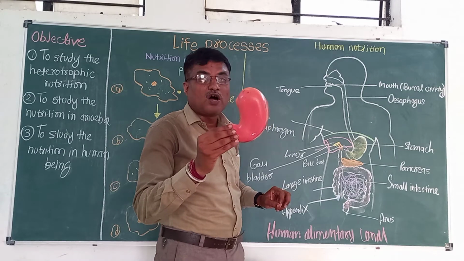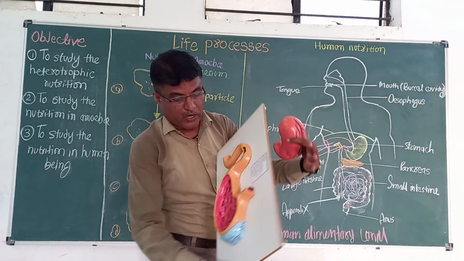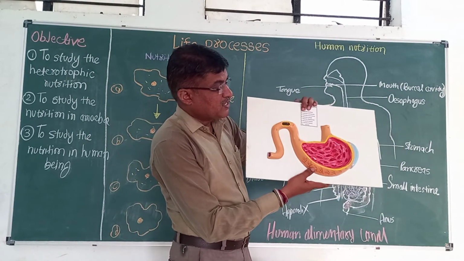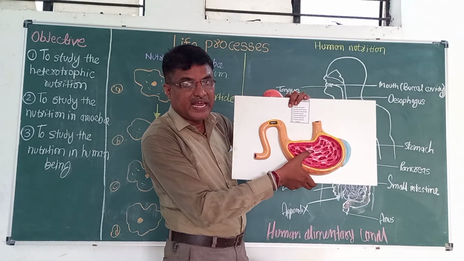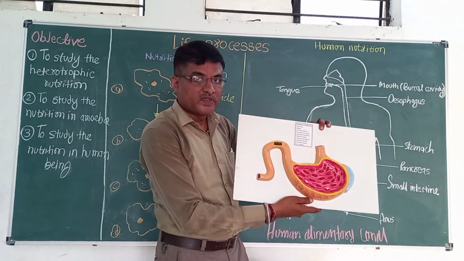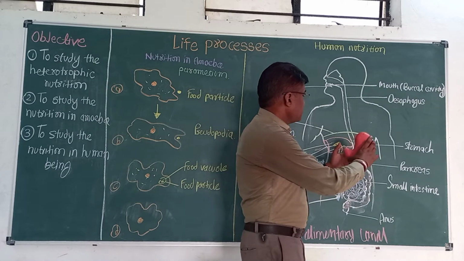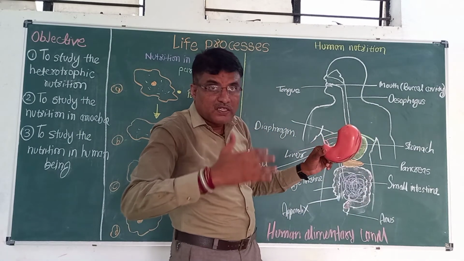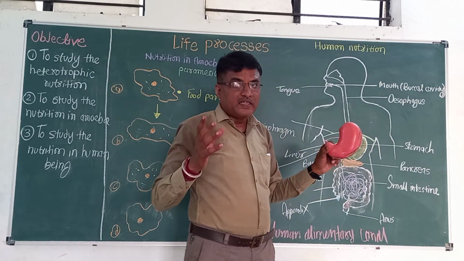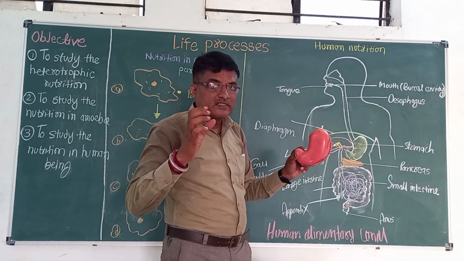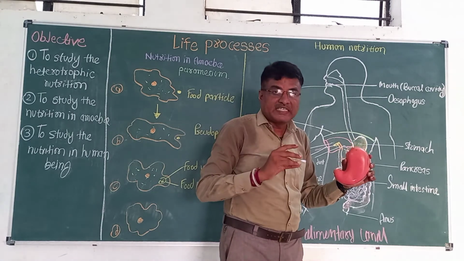This is the muscular organ called the stomach. Microscopically you can see the stomach in this model, different parts of the stomach. The inner wall of the stomach contains gastric glands. This is the inside picture of the stomach, and this is the outside. When the food comes in, the stomach expands, and the inner wall has gastric glands.